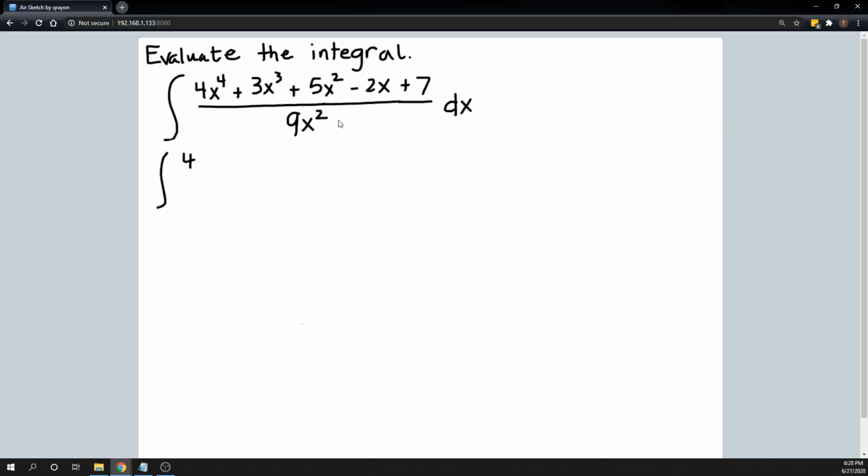So I'm going to take each term on the top and put it over the term on the bottom. So take 4x to the fourth, put it over 9x squared, the 3x cubed, and put it over 9x squared, the 5x squared, put it over 9x squared, and so on and so forth.